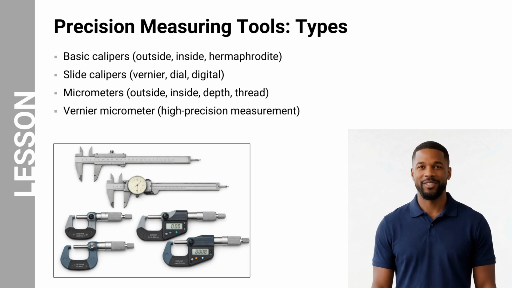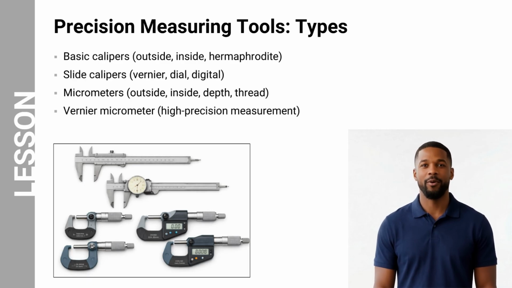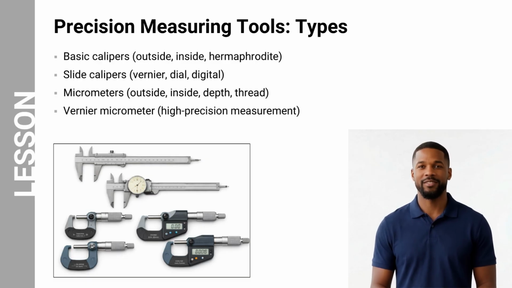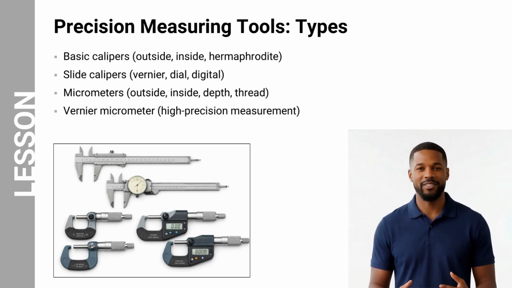Here are the different tools covered in this lesson. Basic calipers are primarily used for comparing dimensions, while slide calipers provide direct readings for a wide range of measurements. Micrometers are used when higher accuracy is required, particularly for critical components. Vernier micrometers extend this capability further by allowing measurements to the 10,000ths of an inch. Each tool type is designed for specific applications, and selecting the correct tool depends on the level of accuracy required and the geometry of the part.